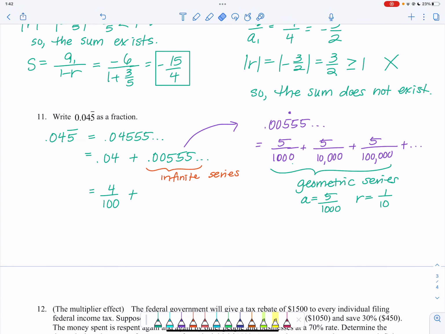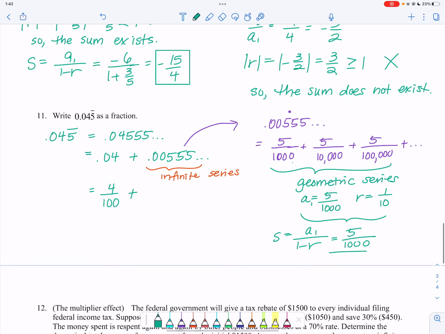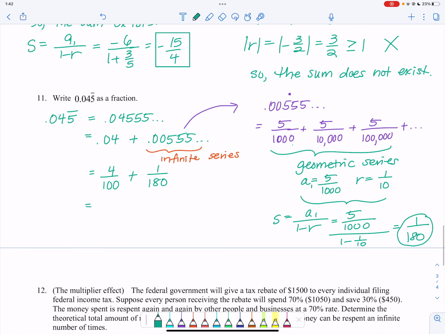So how could we find what the sum is here? This sum is equal to a sub 1 over 1 minus r. So 5 over 1,000 divided by 1 minus 1/10. And I did this out, which is 1 over 180. So that's where we get 1 over 180. And if you get a common denominator, you will get 41 over 900.